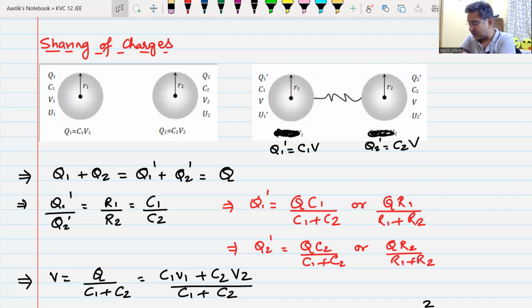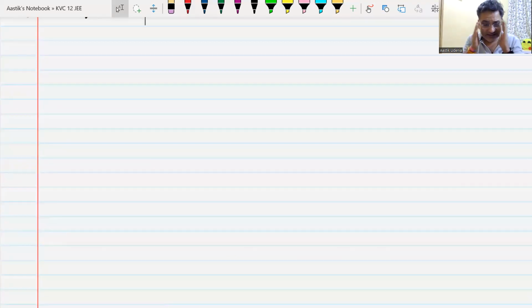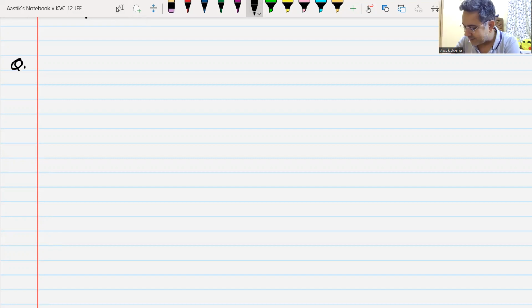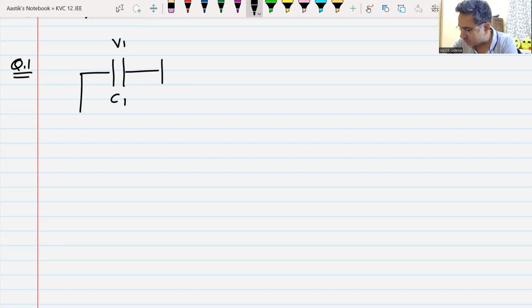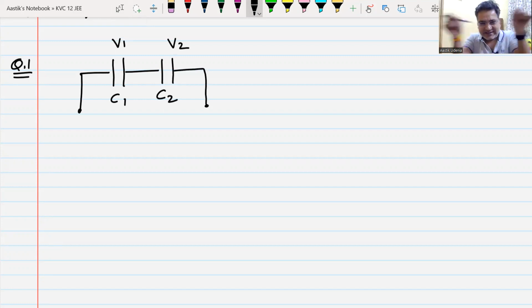Now let me ask you this question. And this question was asked in one of the JEEs. If I had two capacitors like this, C1 charged to a voltage of V1 and C2 charged to a voltage of V2, and I connect them like this. So instead of conductors, I connect these capacitors by a wire. What happens then?